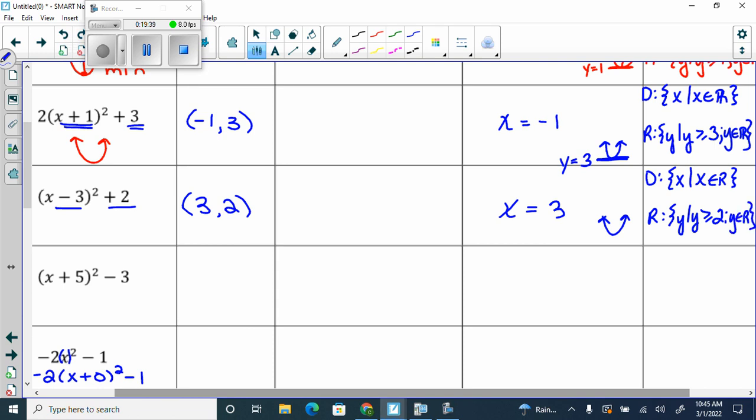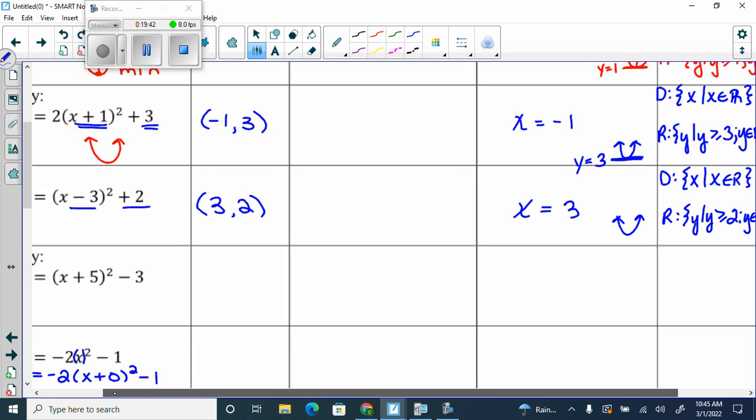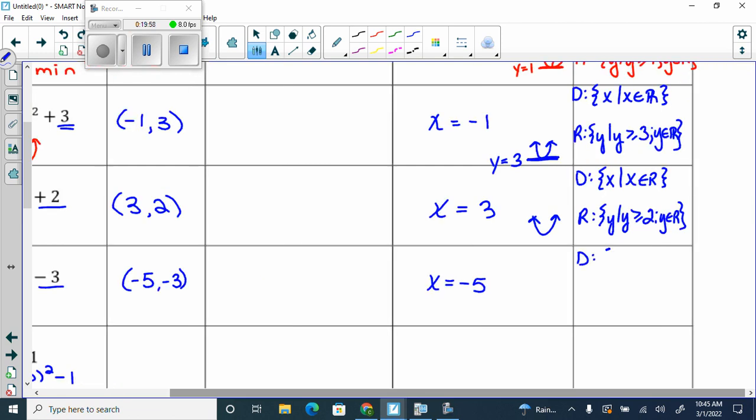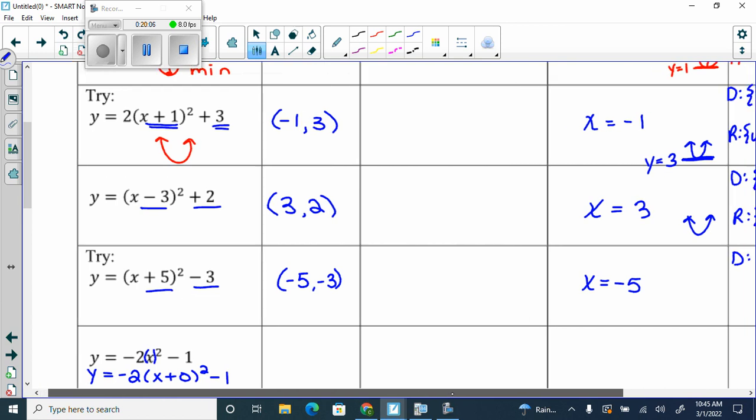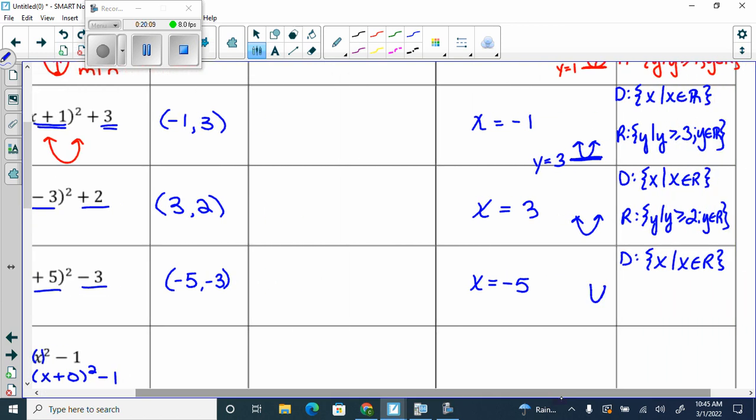Okay. Chloe, you're helping me with this one. What's my vertex at? -5 and -3. What's my axis of symmetry? X equals -5. My domain, x is an element of the reals. And then is it concave up or concave down? Concave up. It's up because there's +1 in front. So my range is y such that y is greater than or equal to -3.